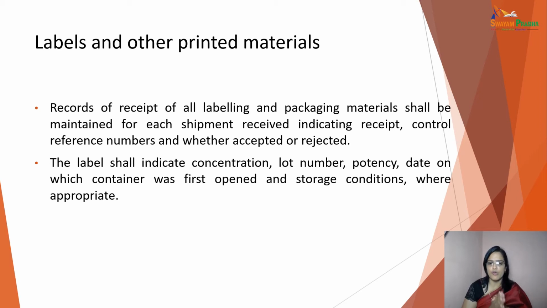Records of receipts of all labeling and packaging material shall be maintained for each shipment received, indicating the control reference number and whether accepted or rejected. So it should be very clear. The label or accompanying document of reference standard and reference culture shall indicate concentrations, lot number, its potency, date on which the container was first opened and storage conditions wherever appropriate.